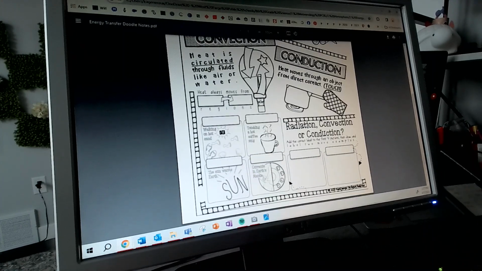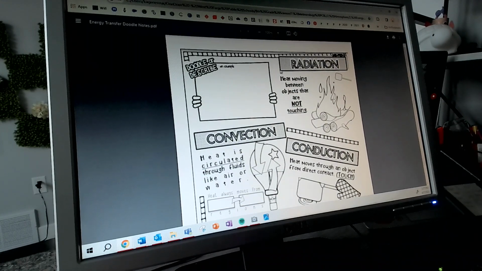So keep in mind the currents in the Earth's mantle. You should know that one. But if you have any questions, please feel free to ask your teachers.